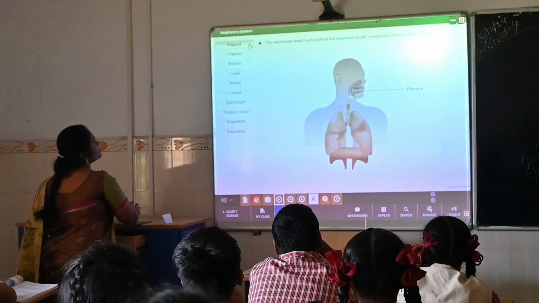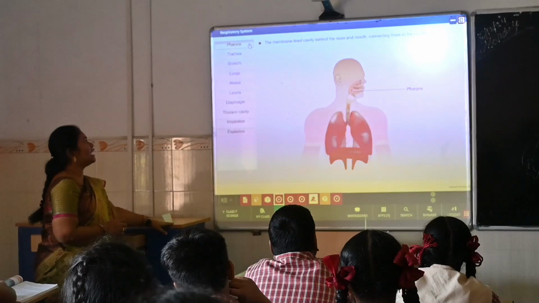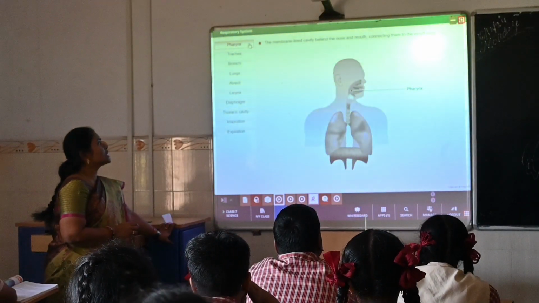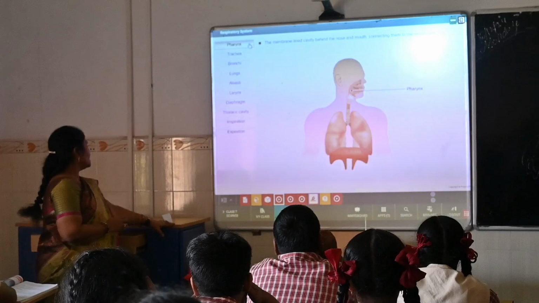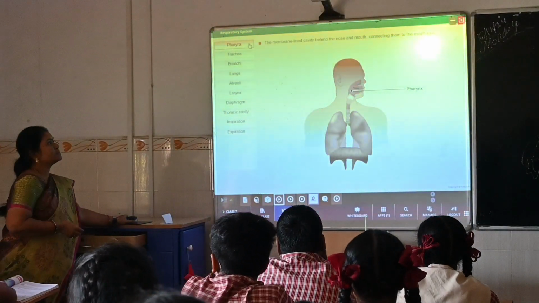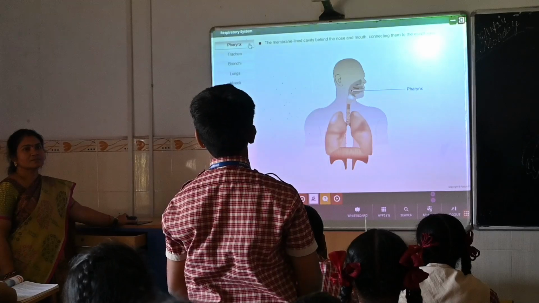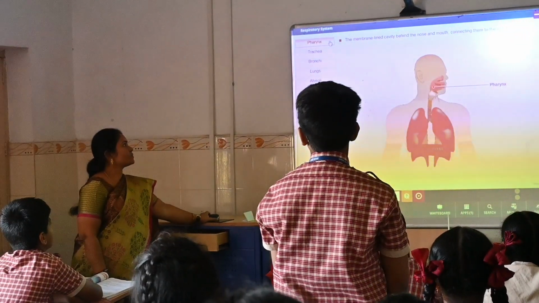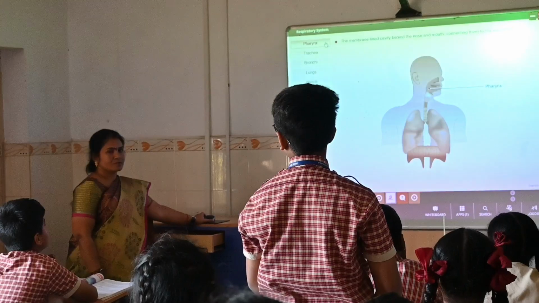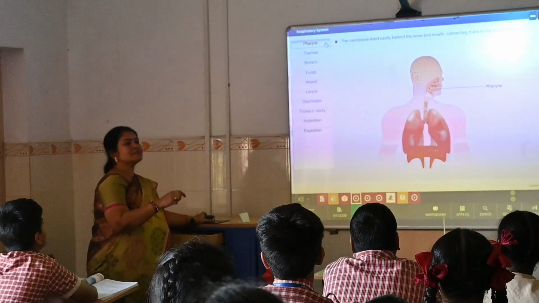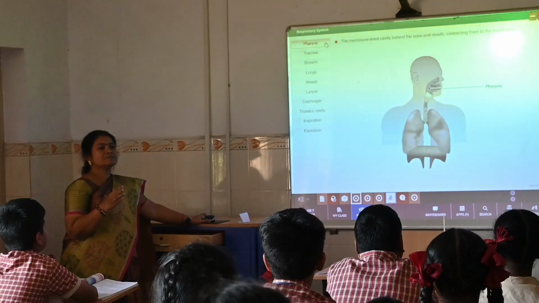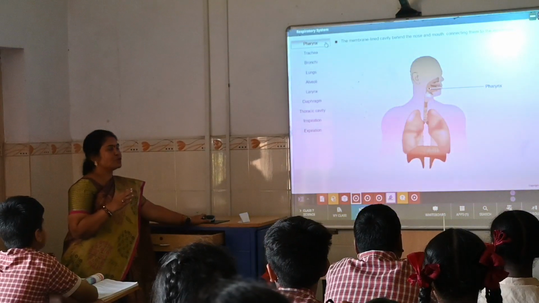Pharynx: the membrane-lined cavity behind the nose and mouth, connecting them to the esophagus. You stand and read out. The membrane-lined cavity behind the nose and mouth, connecting them to the esophagus. Sit down. Pharynx is the common passage for both your windpipe as well as your esophagus.